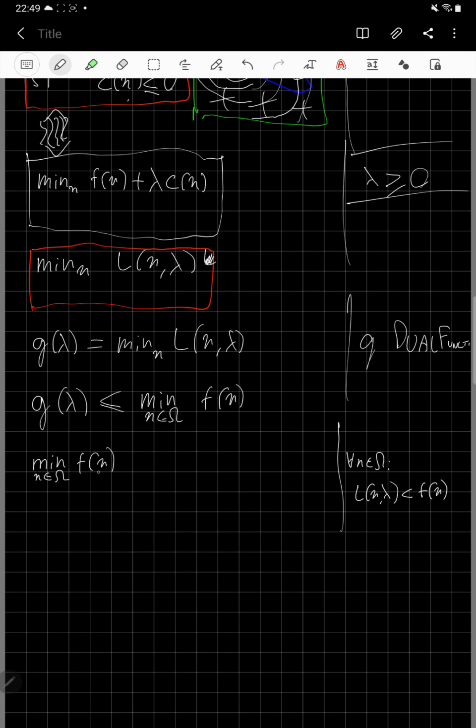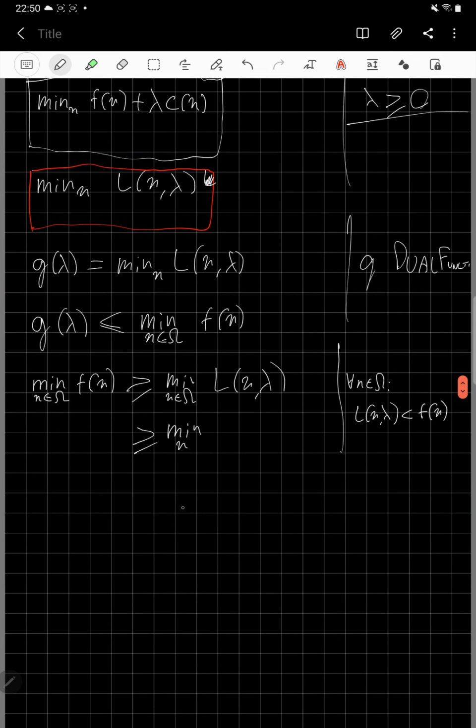So the minimum of f of x is going to be greater than the minimum of the Lagrangian. And the minimum of the Lagrangian. So the minimum in a small region is obviously going to be smaller than the minimum in the whole region. Okay.